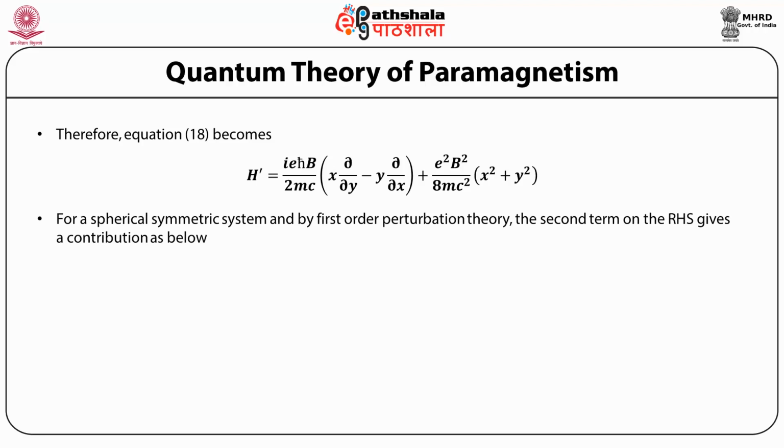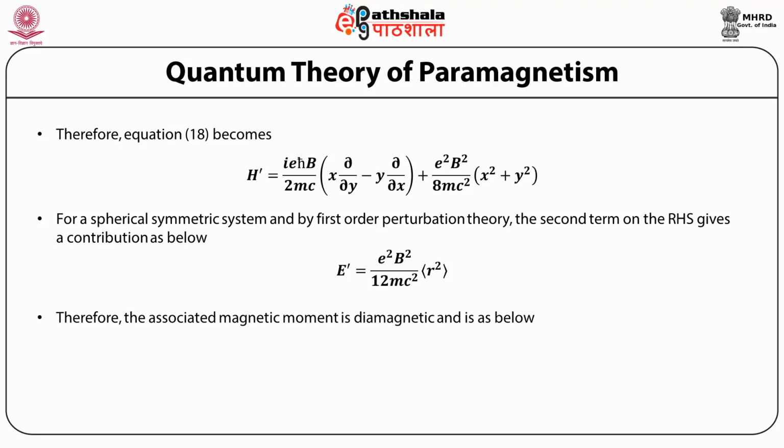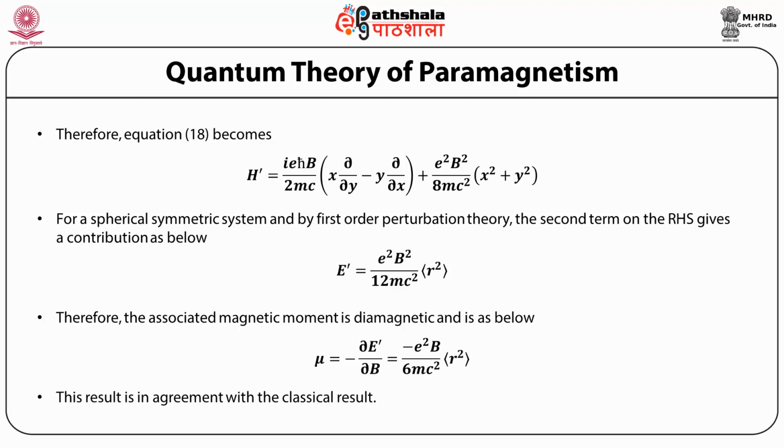For a spherically symmetric system and by first order perturbation theory, the second term on the right hand side gives a contribution as given: E' = e²B²/12mc² ⟨r²⟩. Therefore, the associated magnetic moment is diamagnetic and is given by μ = −∂E'/∂B, which comes out to be −e²B/6mc² ⟨r²⟩. This results in agreement with classical.